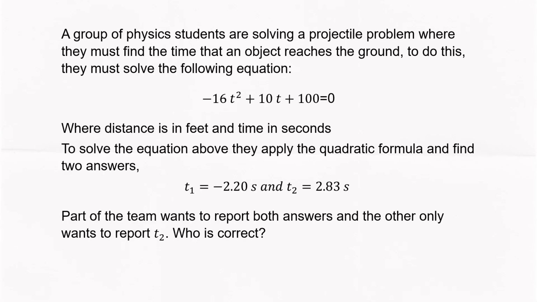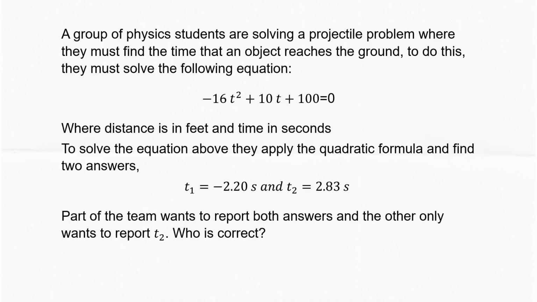The next question says, a group of physics students are solving a projectile problem where they must find the time that an object reaches the ground. To do this, they must solve the following equation: negative 16t squared plus 10t plus 100 equals 0, where distance is in feet and time is in seconds. To solve this, you would apply the quadratic formula, and they find 2 answers: T1, which is negative 2.2 seconds, and T2, which equals 2.83 seconds. Now, part of the team wants to report both answers, while the other only wants to report T2. Our question is, who is correct?